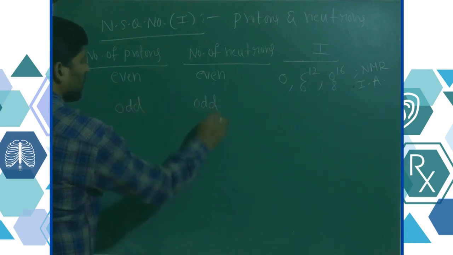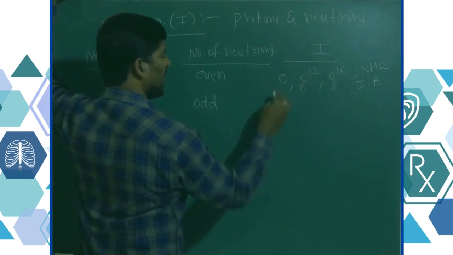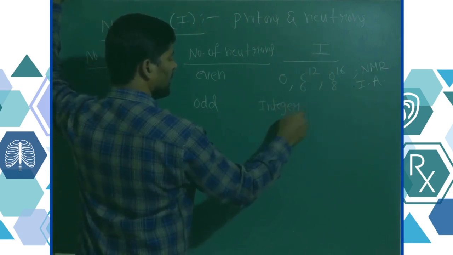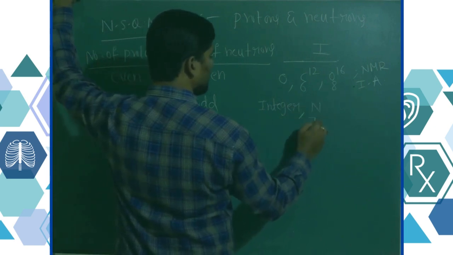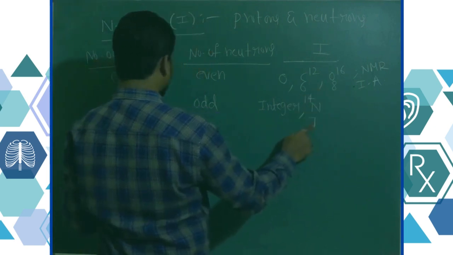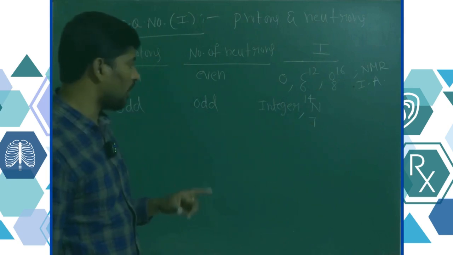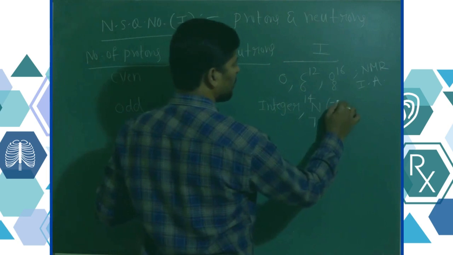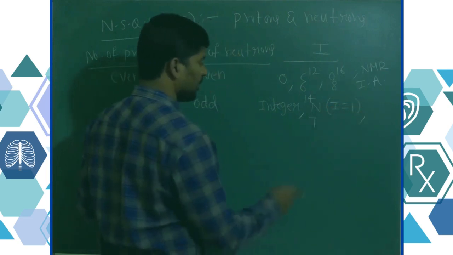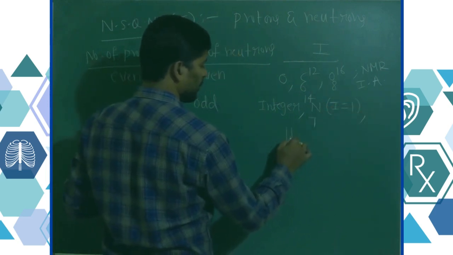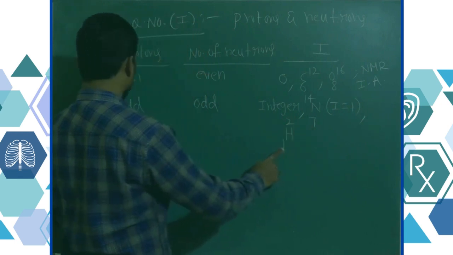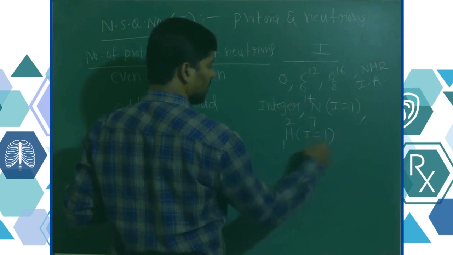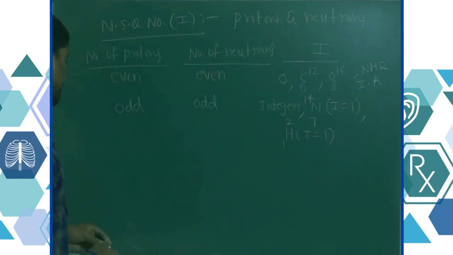Next, if you take an odd number of protons and an odd number of neutrons, then the I value is an integer. For example, N 7 14. The number of protons is 7, odd, and the neutrons are also 14 minus 7, that is 7, odd. Its I value is 1. And one more thing, deuterium, if you take H 1 2, the number of protons is 1 and the number of neutrons is also 1. Its I value is also 1.